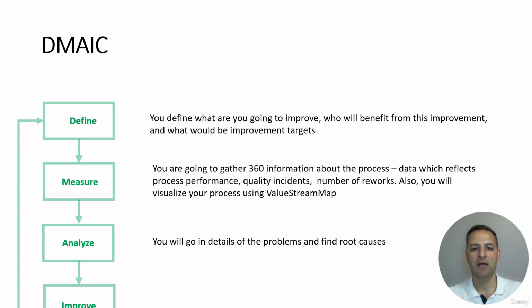In the phase Define, you define what you are going to improve, who will benefit from this improvement, and what would be the improvement targets. In Measure, you are going to gather 360 information about the process, data which reflects process performance, quality incidents, number of reworks. Also, you will visualize the process using a value stream map.